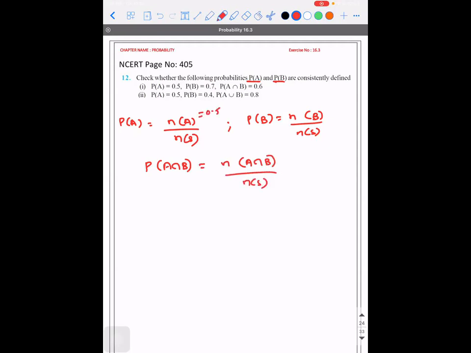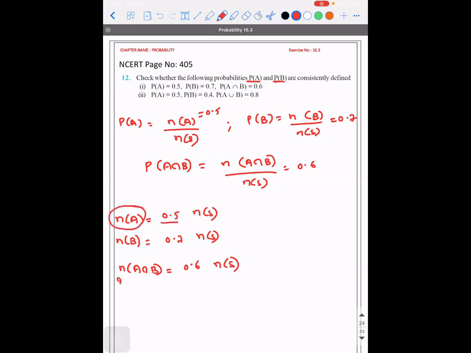So this is 0.5, 0.7, 0.6. Number of elements in A is 0.5 times the number of elements in sample space. Number of elements in B is 0.7 times the number of elements in sample space. Number of elements in A intersection B is 0.6 times the number of elements in sample space. Now understand one thing. Number of elements in A is 0.5, but the number of elements in A intersection B is 0.6. Is this possible?